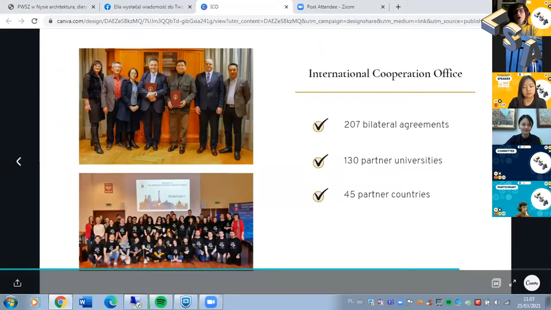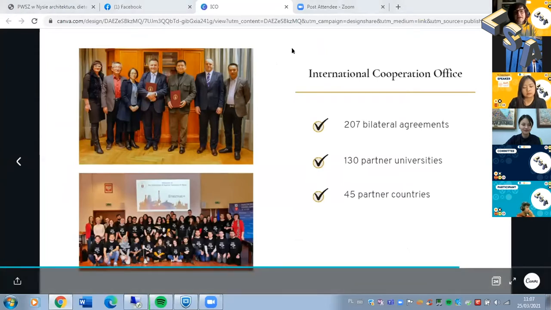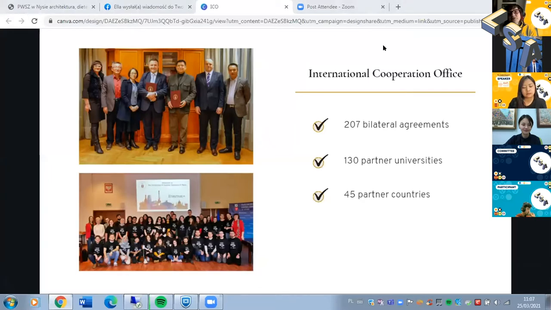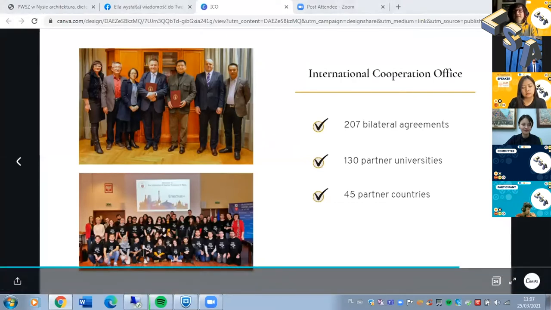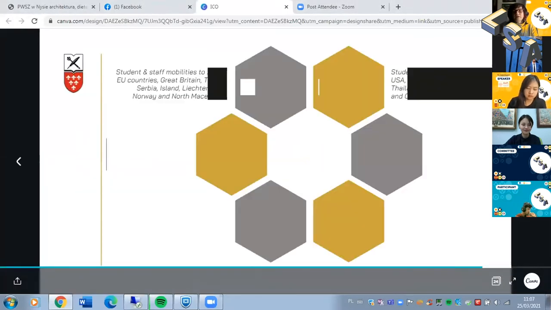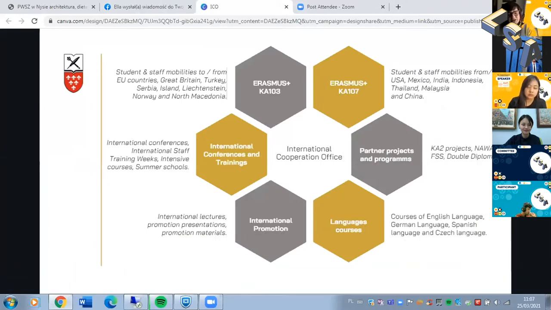The International Cooperation Office, which both Dagmara and myself are representing, deals with wide cooperation. At the moment, we have more than 200 bilateral agreements with more than 130 partner universities and 45 partner countries. This is quite impressive when comparing the size of the university. So every student has a unique opportunity to go abroad.